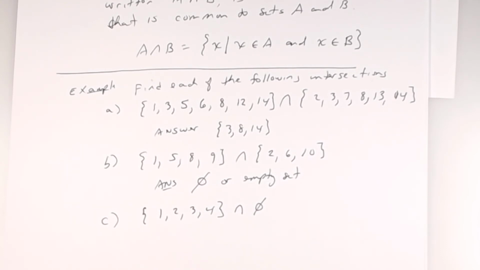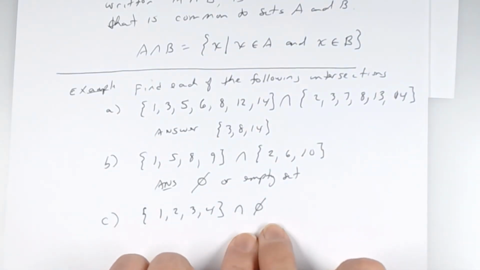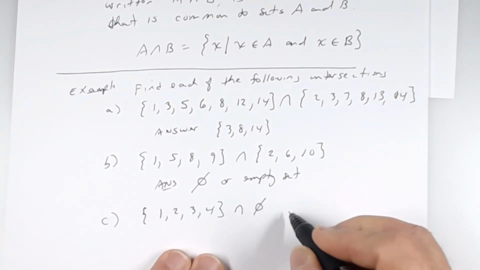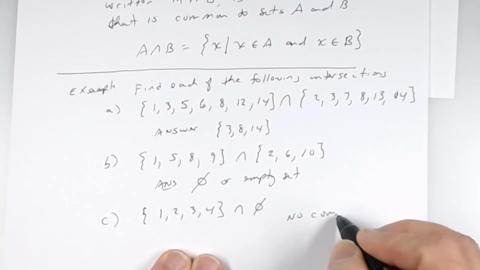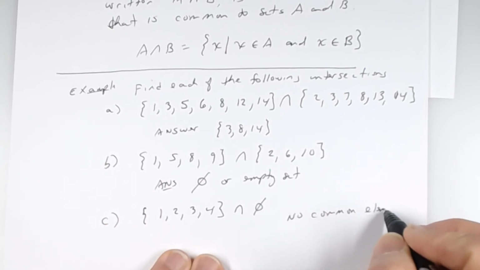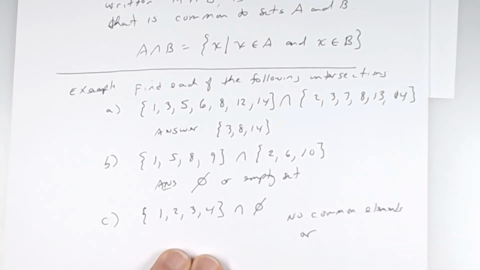So you have how many elements in here? 4. This has no elements in it, right? So you really can't compare the two because there's really no elements inside of this. So the best way to say this is by saying no common elements, or you can say what word? Or what symbol? Empty set.